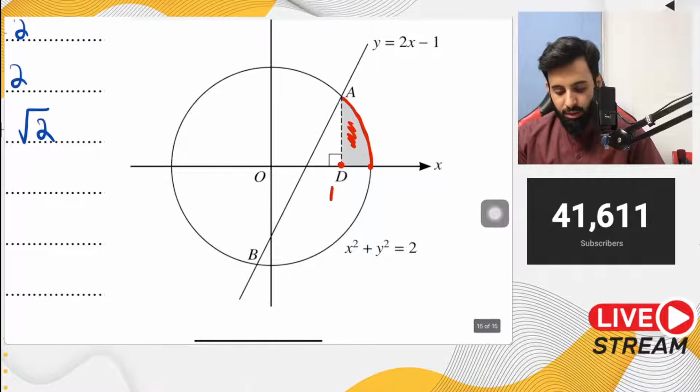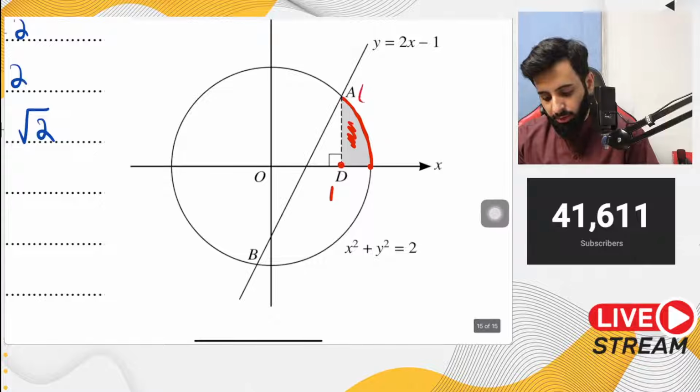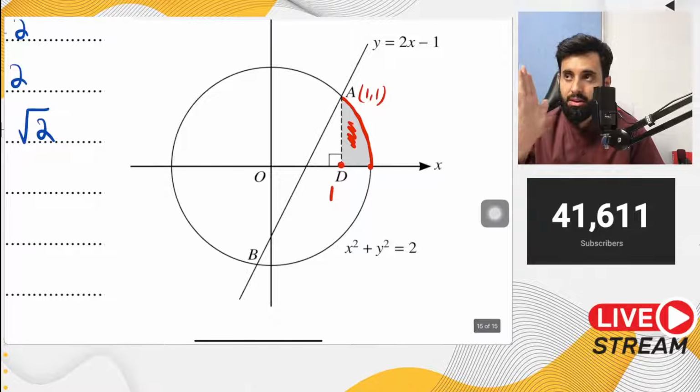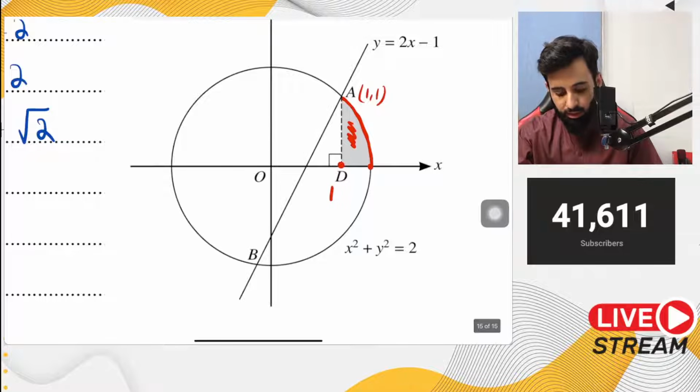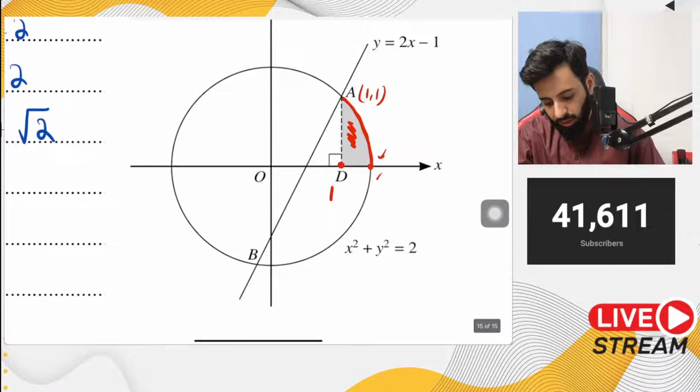So we already have the coordinates of d. It's going to be 1. Why? Because when we worked out the coordinates of a, it turned out to be 1 comma 1. Now since d is vertically lined up with a, that means the x coordinate of d will be 1, and the y coordinate obviously will be 0. Now this is the point. Let's call this point x.